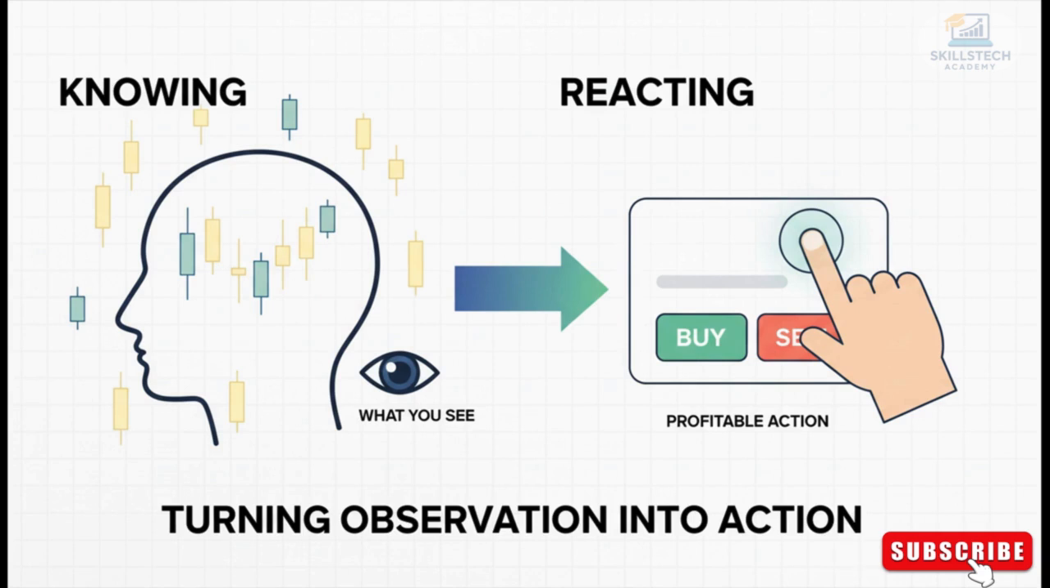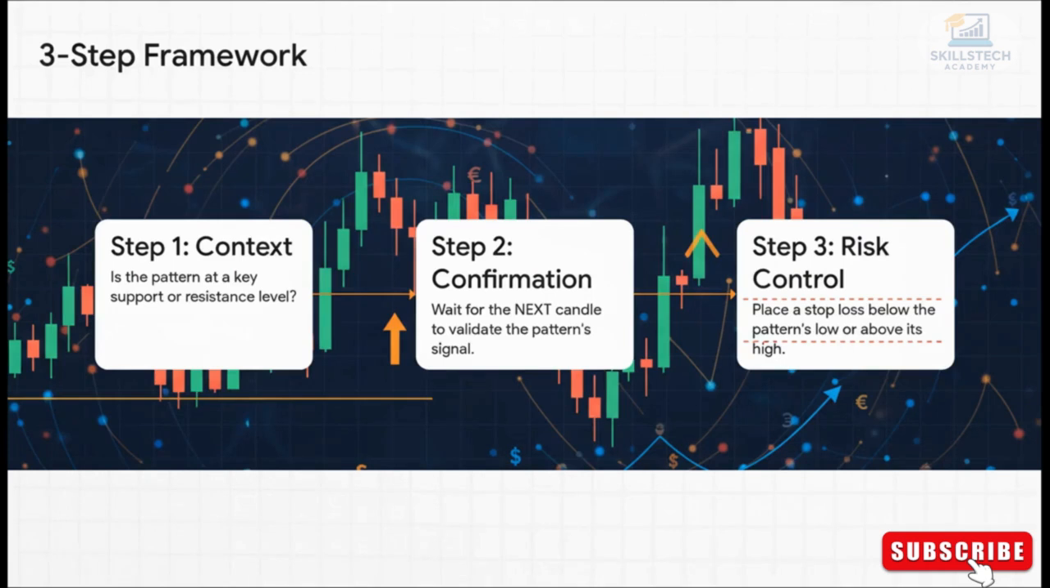I mean, anybody can spot a hammer pattern after a while, but knowing when to act on it and how, well, that's what separates the pros from the amateurs. So here's a simple but super effective 3-step framework. First step, identify context. Is that hammer showing up at a key support level, or is it just kind of floating in the middle of nowhere? Context is everything.